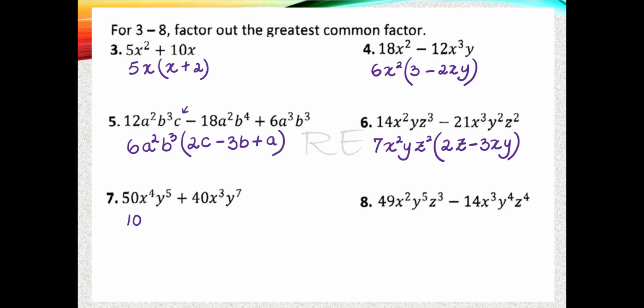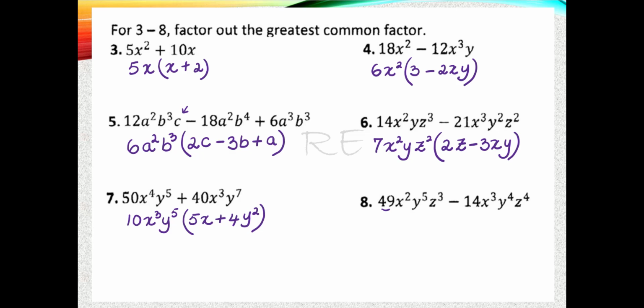Between 50 and 40, GCF 10. X to the fourth, x to the third, x to the third. Y to the fifth, y to the seventh, y to the fifth. So we get 10 times 5, 50. X times x squared, x to the fourth. Plus 10 times 4, 40. And y to the fifth times y to the second, y to the seventh.